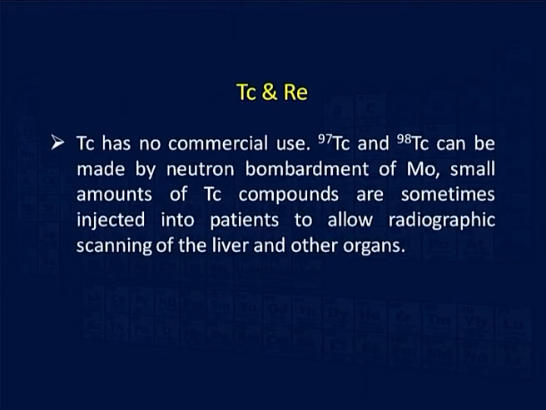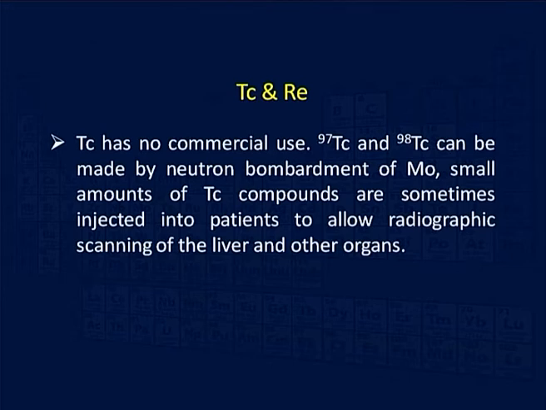It is obtained in kilogram quantities from the spent fuel rods from the reactor at a nuclear power station. The rod may contain around 6% technetium. These rods must be stored for several years to allow the short lived radioactive species to decay. Technetium has no commercial use.